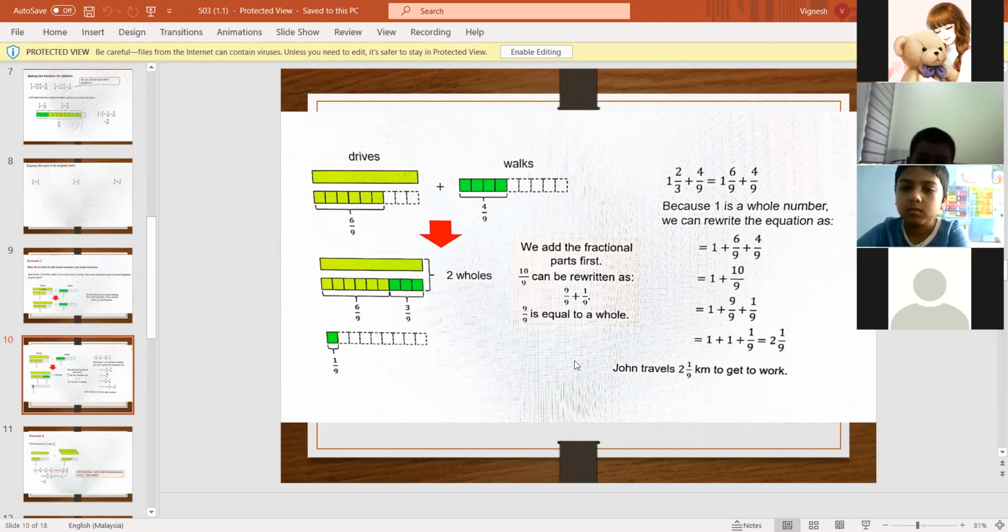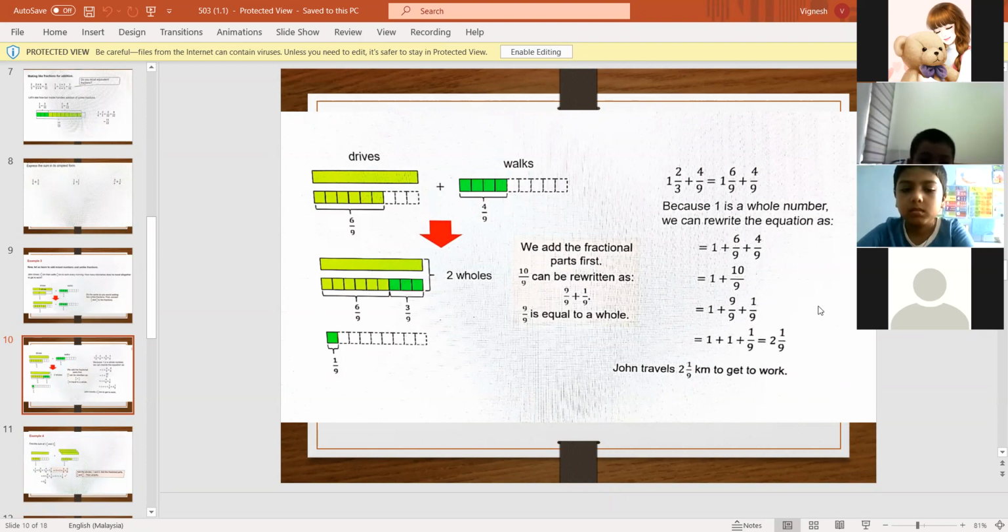Okay, how many 9s in 10, class? 1. So 1 and 1/9 is the mixed number if you convert it. But we still have one more whole number here. Remember the previous question, the first one here. So you have to add up, and you will get 2 and 1/9. So John travels 2 and 1/9 kilometers to get to work. Understand or not?